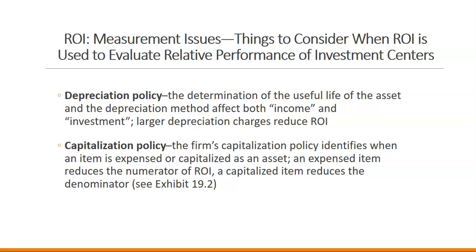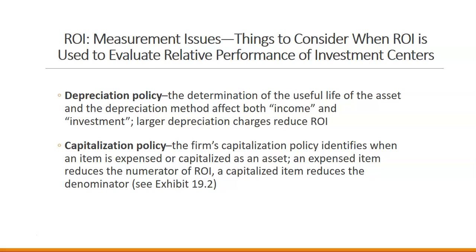Things that we need to consider when we're using return on investment to evaluate the performance of investment centers are: 1, the depreciation policy. So the determination of our useful life and depreciation method affects income and the amount of our average investment. So larger depreciation charges reduce the return on investment. We also need to think of our capitalization policy. So this is when an item is expensed or capitalized as an asset. So an expensed item reduces the numerator of ROI and a capitalized item reduces the denominator. And there are various calculations for how we can look at that.